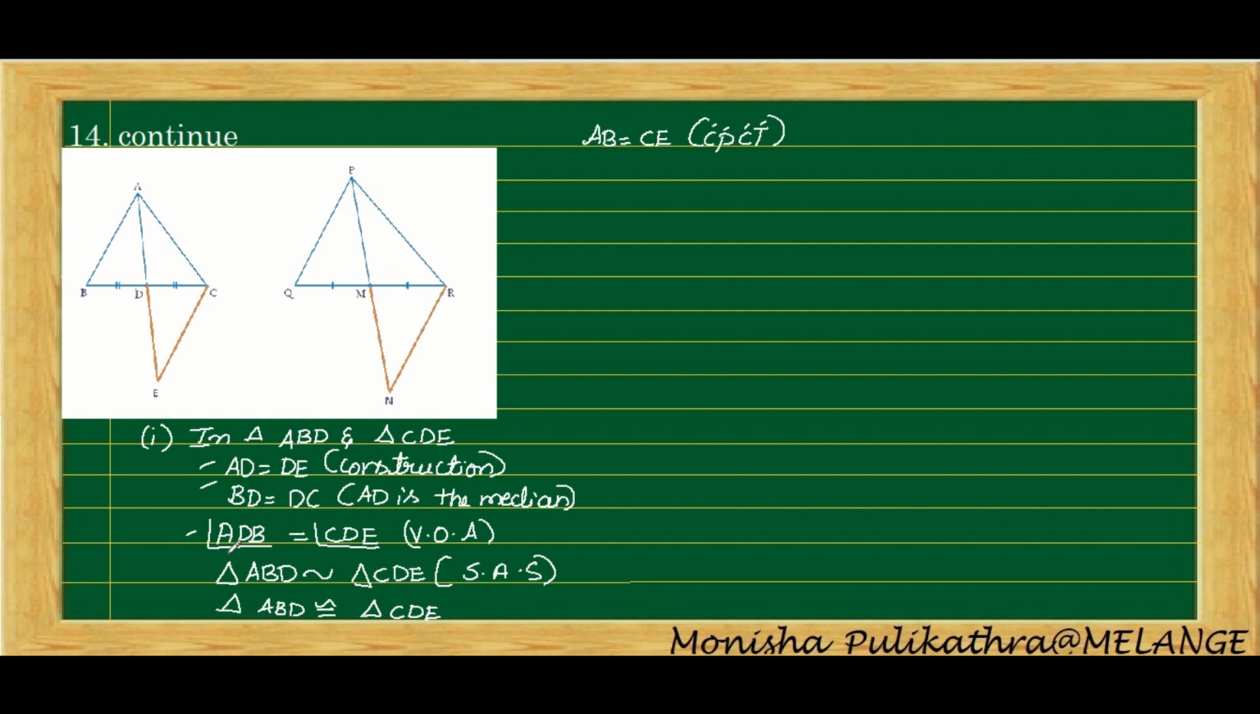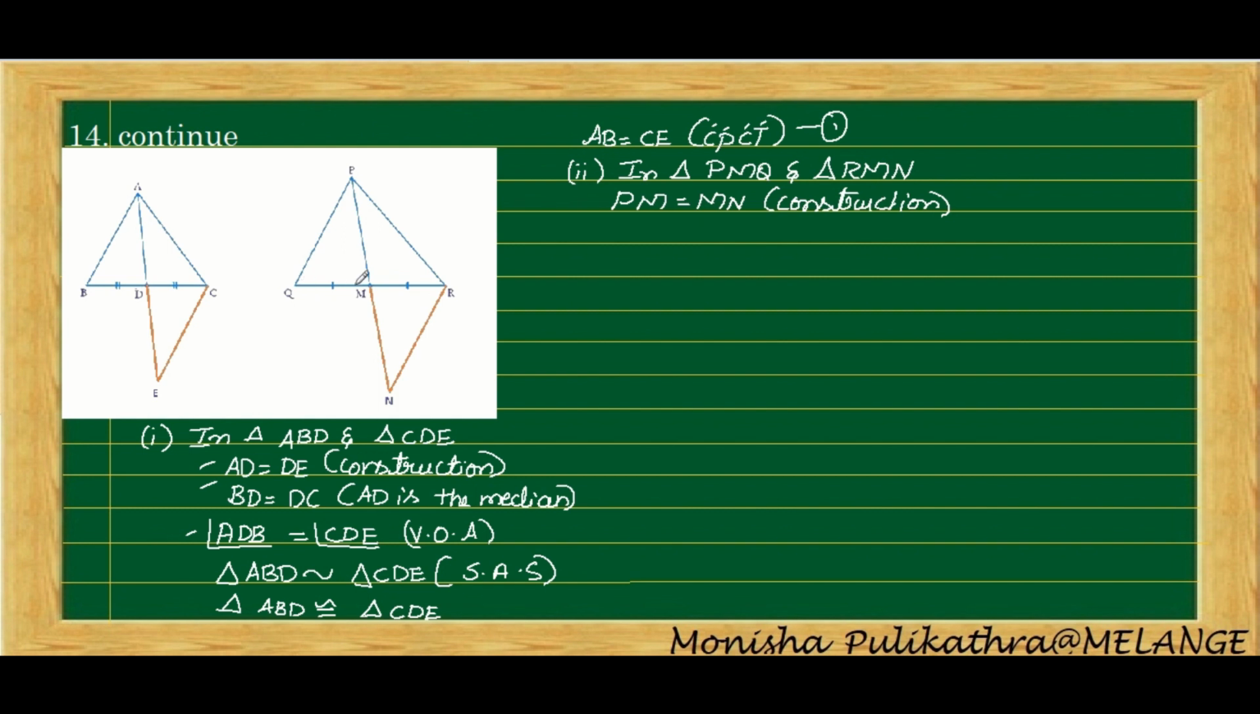Since this is the case, we can take it as equation 1. Next, in the very same way, we need to compare these two triangles, that is, triangle PMQ and triangle RMN. So what are equal? PM is equal to MN because in the construction we have already taken it as equal.